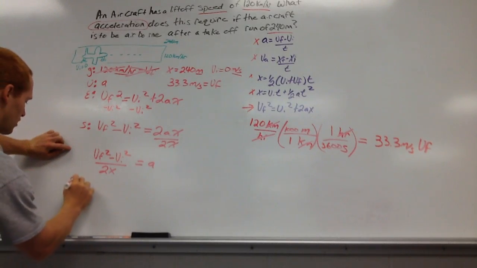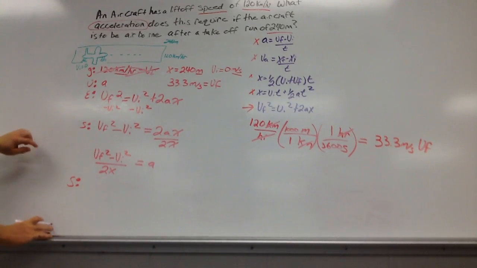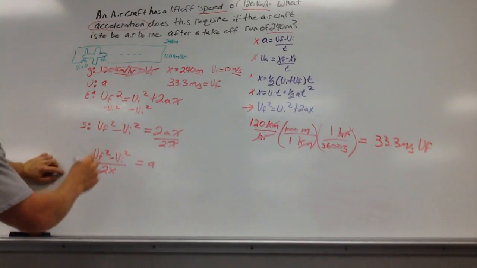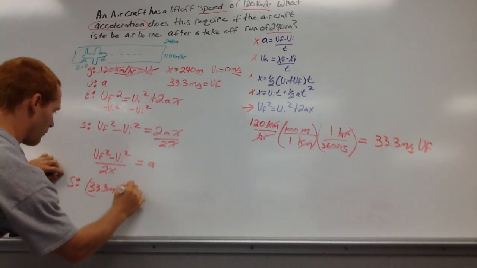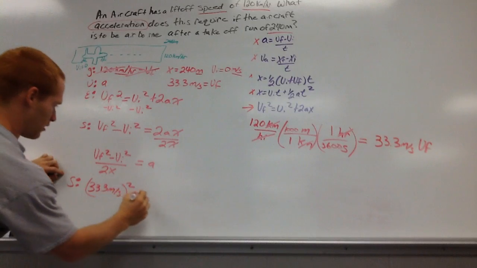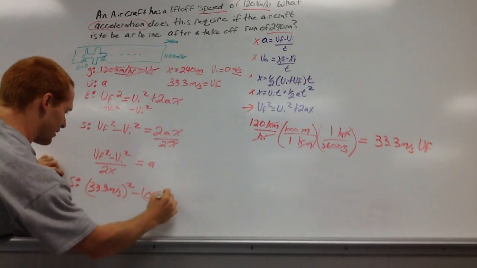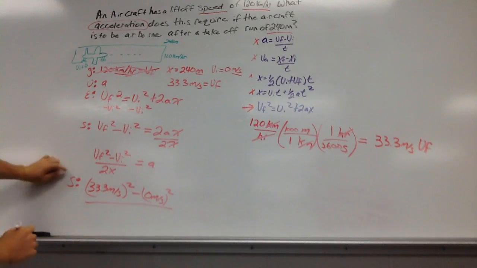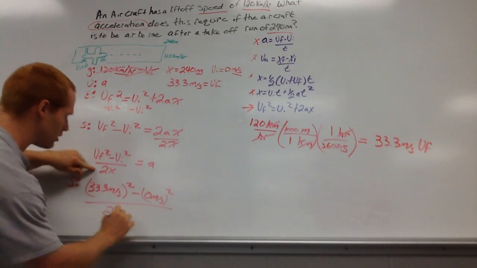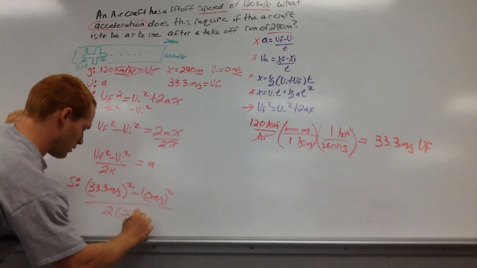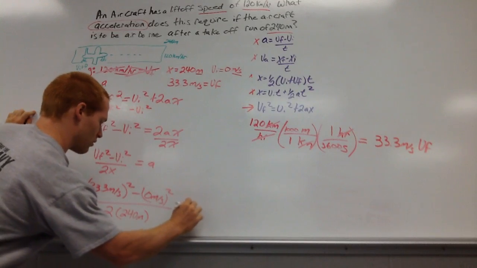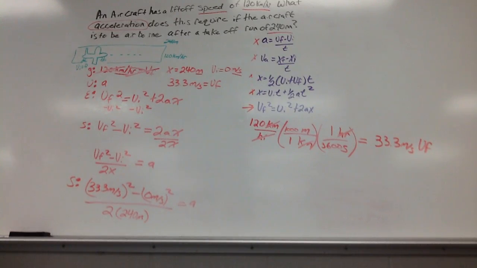From here, substitution. All we're going to do is plug these in. So VF, we said, was 33.3 meters per second, and I'm going to square that. VI is 0 meters per second. I can do this one without my calculator. That's 0, 0 squared. And then we're going to divide by 2, and then also divide by X. And this is going to give us our acceleration. So do that in your calculator, and you should get your acceleration.